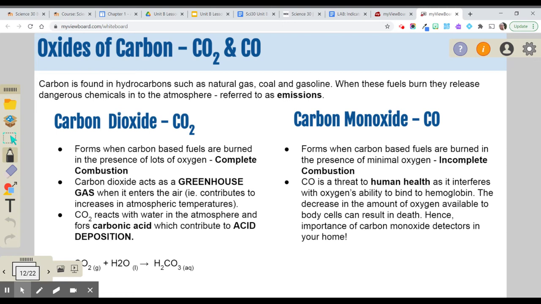So let's take a look at these oxides of carbon. So when we have combustion reactions, we will have either complete combustion that forms carbon dioxide, or we'll have incomplete combustion that forms carbon monoxide. And you might even have a reaction of complete and incomplete combustion happening at the same time. So you're getting carbon dioxide and carbon monoxide being produced.